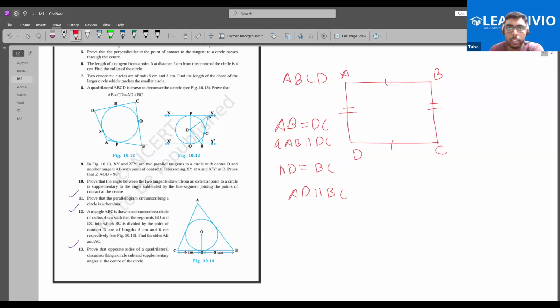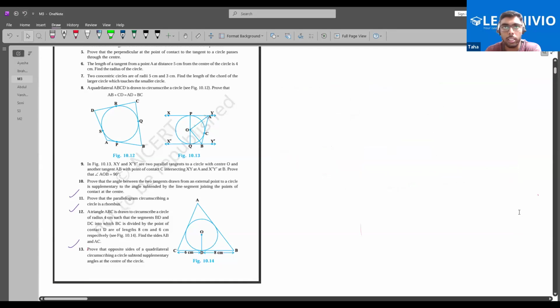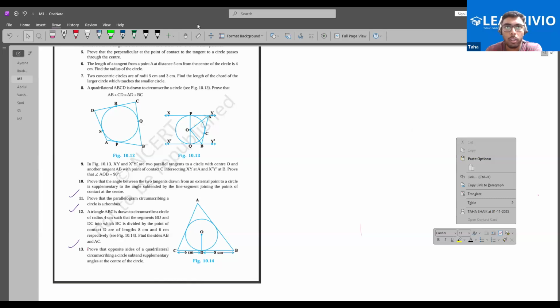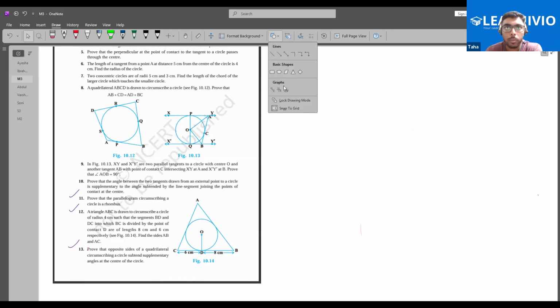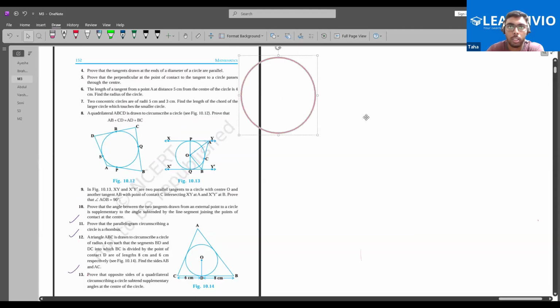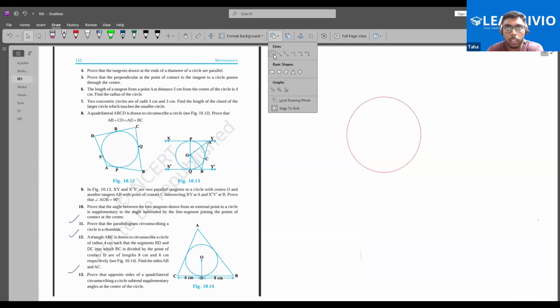Okay, so to prove that it is a rhombus, we need to prove that AB equals DC equals AD equals BC, right? We need to prove all of this. But we already know that AB equals DC and AD equals BC. Why? Because it's a parallelogram. So let us make this figure and see how we can prove that it's going to be a rhombus. All right, this is a circle. Let us make our parallelogram.